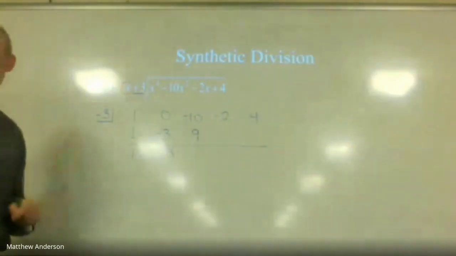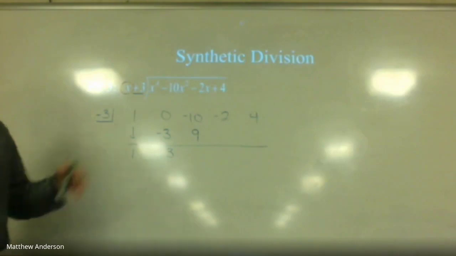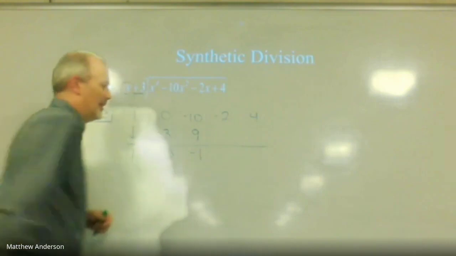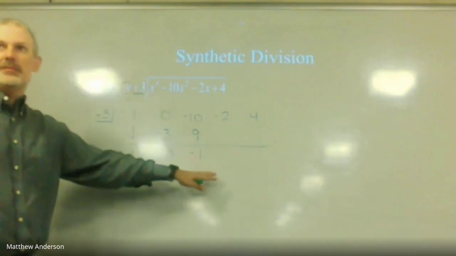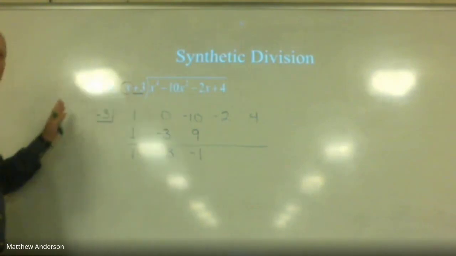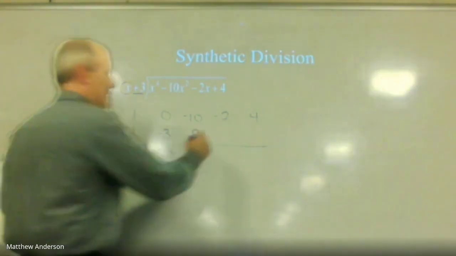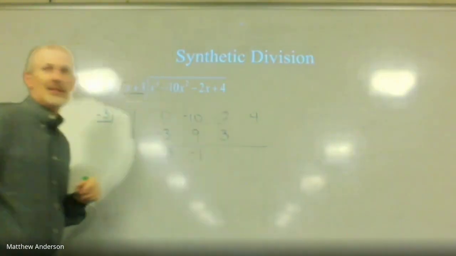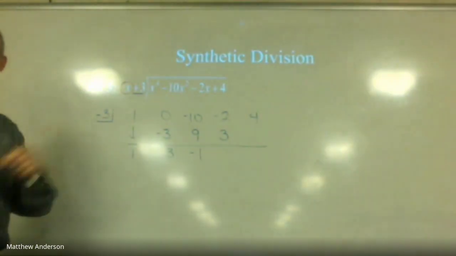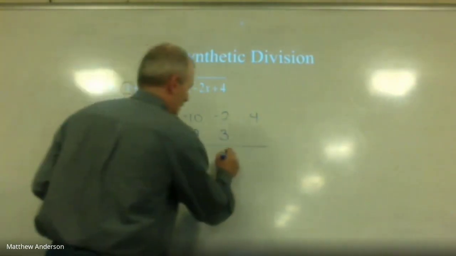And then what do you think we do with those? We're going to add them together. So -10 plus 9 is -1. So we've got another number on the bottom. We're going to multiply it by the corner number. -1 times -3 is +3. And that goes underneath the next number. And we're going to add those. So -2 plus 3 is what? 1. And what do you think we're going to do with that 1?